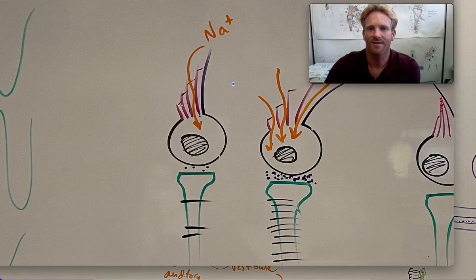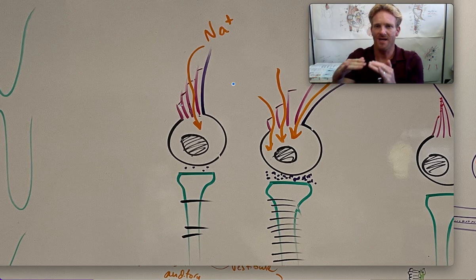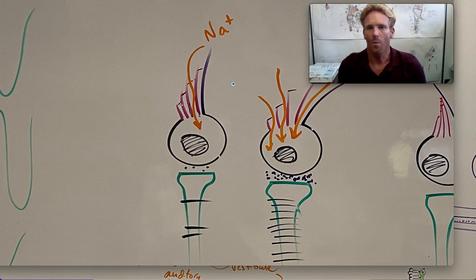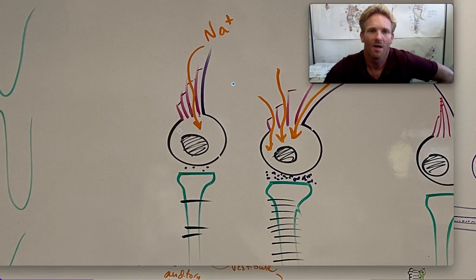Those are called tip linkages, and they act like little doors that allow ions like sodium to enter the cell body of the hair cell when the tip linkages are opened. Okay, so at rest, this is a hair cell that is not being deflected. Obviously, things will bend these cilia back and forth, but this is a hair cell at rest, and these cilia are not being bent.